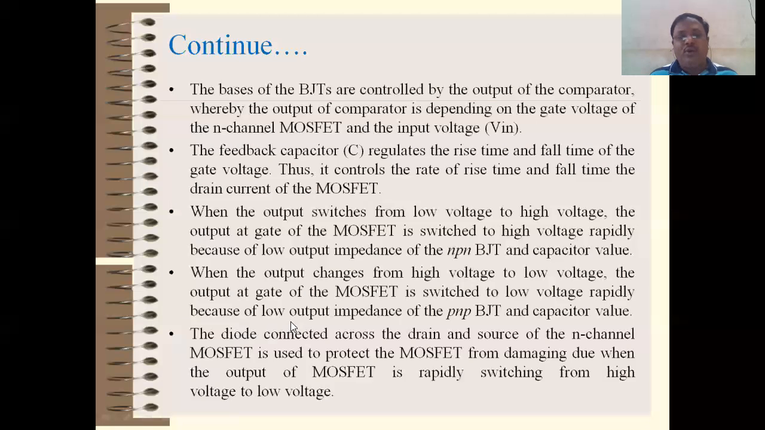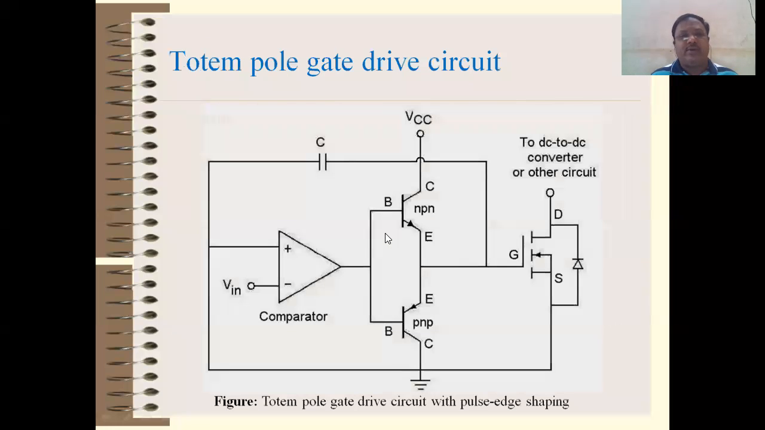Again, because of the low output impedance of the PNP BJT and the capacitor value. So the capacitor and the transistors NPN and PNP are used, one during on time and another during off time. So the diode, that is the last sentence, the diode connected across the MOSFET is simply for protection. But these two sentences, sentence number 3 and 4, are important so that you can easily understand the working of the totem pole gate drive circuit.